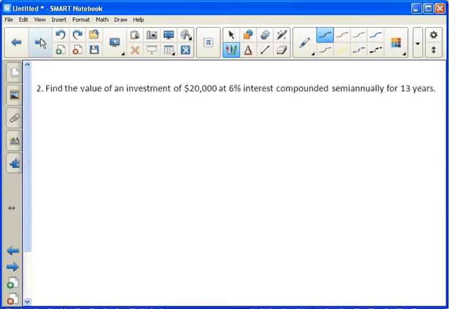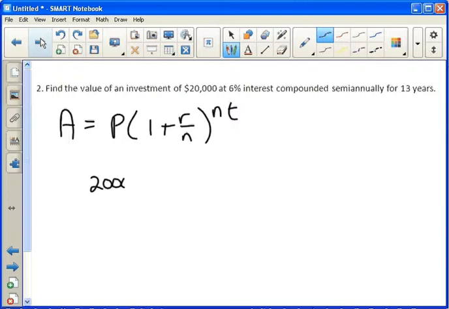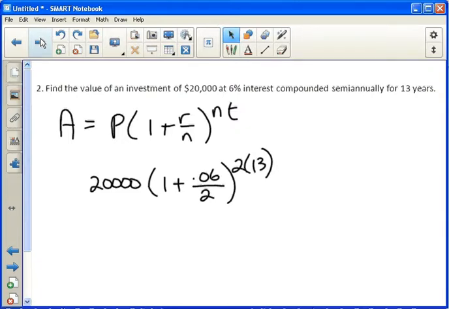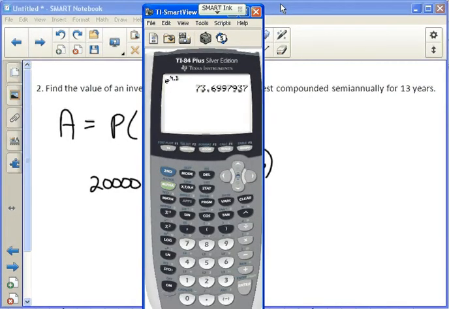Next up, find the value of an investment of $20,000 at 6% interest compounded semi-annually for 13 years. Since we're compounding semi-annually, we want to use this equation. We only use the Pert equation if we're compounding continuously. Our principal is $20,000. Our rate is 0.06. We're compounding semi-annually, so that means twice a year, so n is 2. And we're doing it for 13 years, so that's our time. So all we have to do is plug this whole thing in the calculator, and it should tell us how much money we'll have after that amount of time.